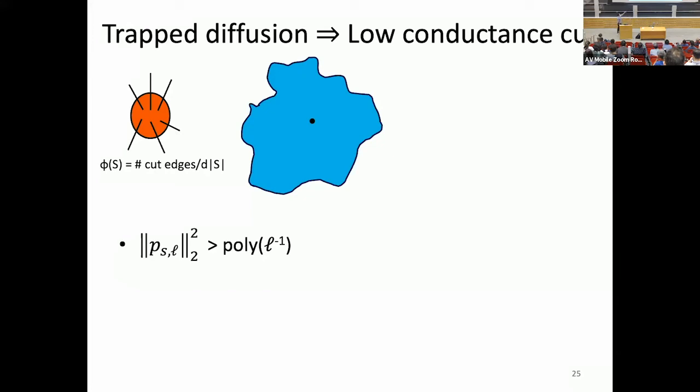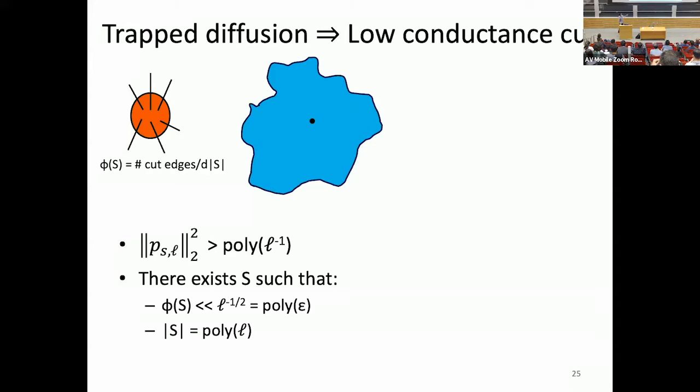So what you can show is that if this 2 norm squared is greater than 1 over polynomial in L, then there exists some set S such that the conductance of the set is really small. Again, ignore what these are if you haven't seen this square root dependence before. Just think of this as you have some set whose conductance is polynomial in epsilon, very small. And moreover, the size of this set is going to be polynomial in this length. You can do much better than these polynomials, but again, I just want to say that all of this is polynomial in 1 over epsilon, where epsilon is the parameter you're interested in.